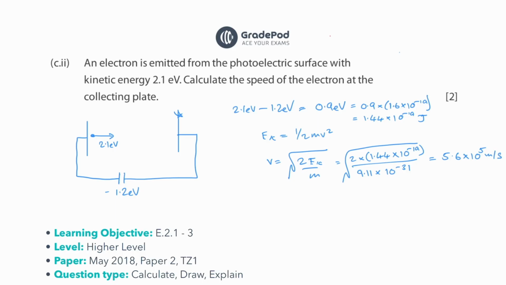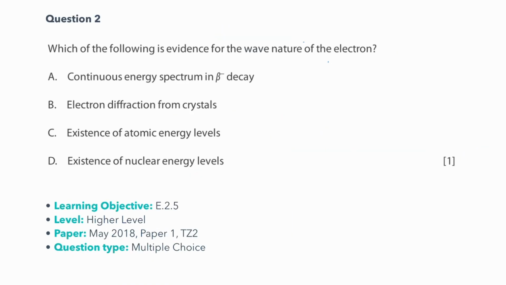Is that a reasonable value? Well, yes, it is a reasonable value because we know it can't go faster than the speed of light, or really within 10% of the speed of light. So that makes quite a good value for the speed of the electron. I'm happy with that. Question 2.